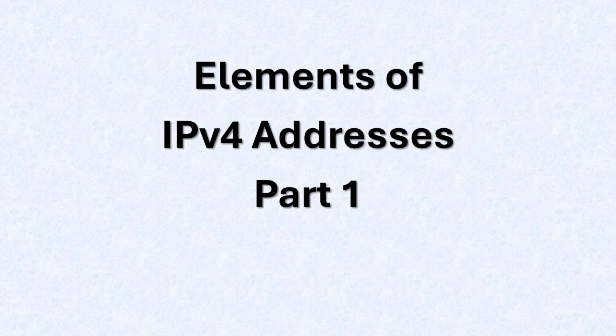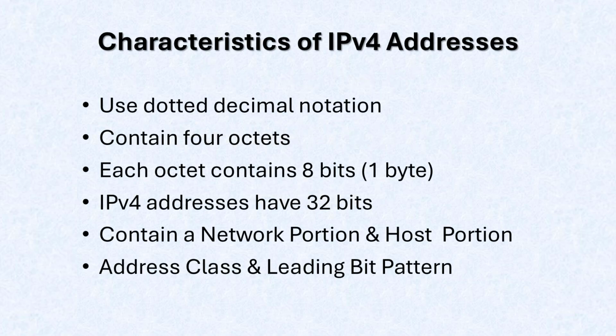Today we will discuss elements of IPv4 addresses, so let's get started. Characteristics of IPv4 addresses include the following. They use dotted decimal notation. They contain 4 octets. Each octet has 8 bits, which equals 1 byte. IPv4 addresses have 32 bits. They contain a network portion and a host portion. These are some of the characteristics we'll explore.